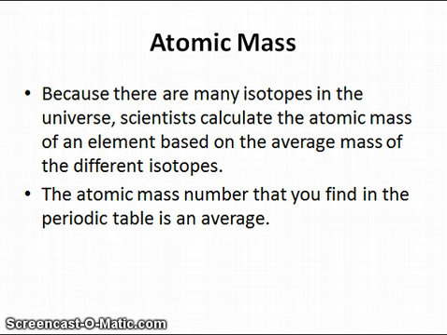Now let's relate the isotopes with the atomic mass. Because there are many isotopes in the universe, scientists calculate the atomic mass of an element based on the average mass of the different isotopes. And the atomic mass number that you find in the periodic table is actually an average of the different isotopes that scientists have measured in order to calculate this number. So we have an average atomic mass, and isotopes also have a percent abundance. So the isotopic abundance for certain isotopes will be greater than others.